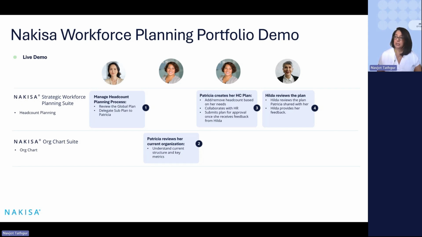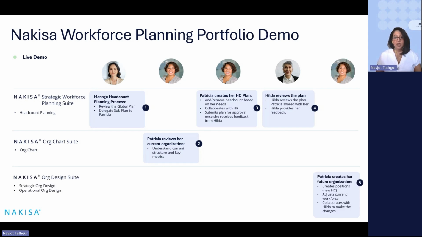Now, once Patricia gets her approval from Carla, she now wants to see, okay, now that I have my plan for the next year to meet my objectives, what my organization is actually going to look like at the end of 2025. So here she's going to create her org design, where she's going to be able to create the positions and make any necessary adjustments to her current organization. She'll be able to collaborate with Hilda to make sure that the necessary changes are reflected back in the ERP.